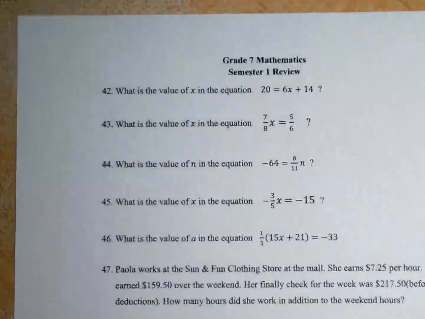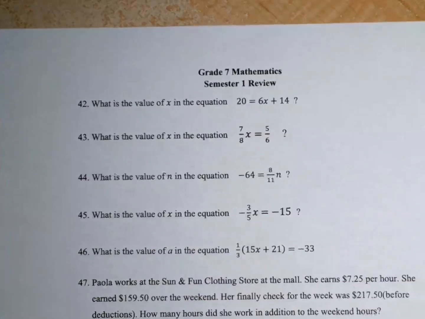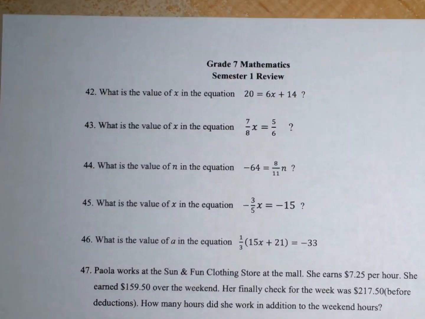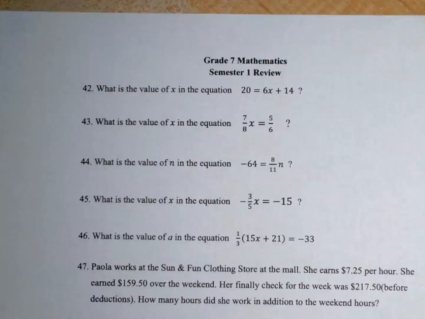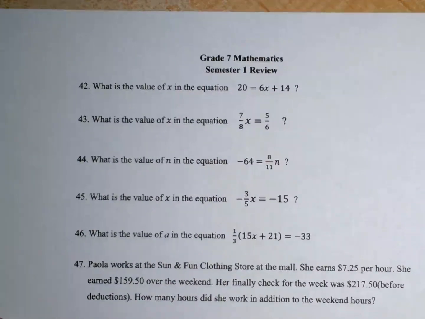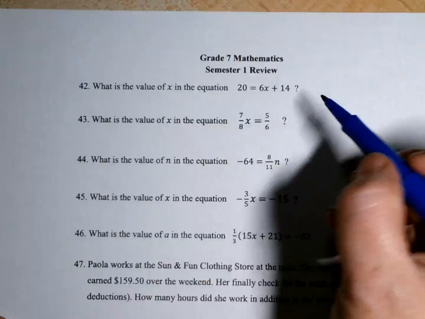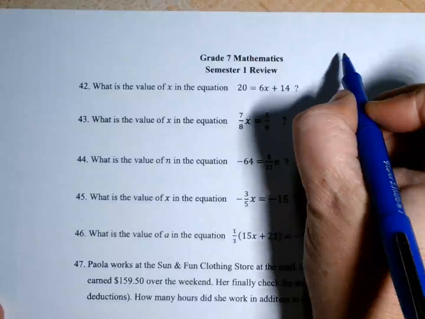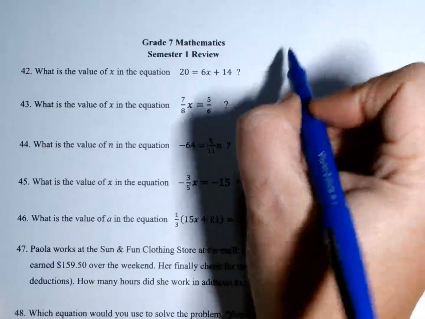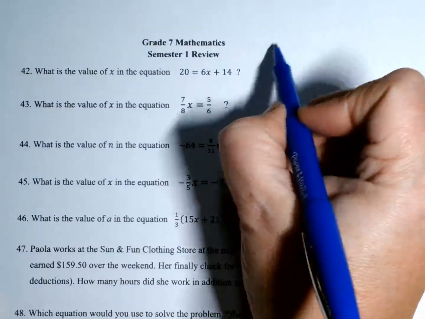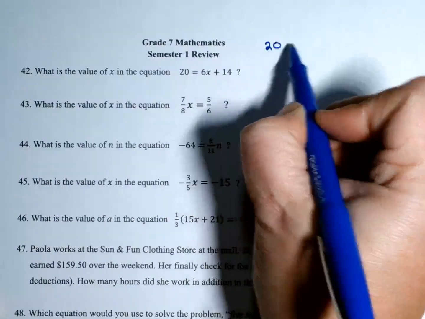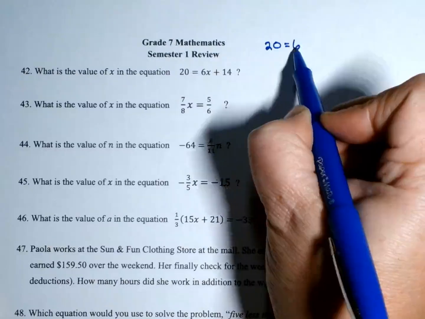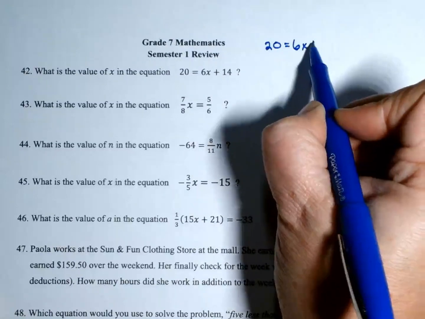Okay, let's do a couple more of these. Number 42. What's the value of x in the equation 20 equals 6x plus 14? I'm going to write it up a little bit higher and get it out of the way here. So we have 20 equals 6x plus 14.